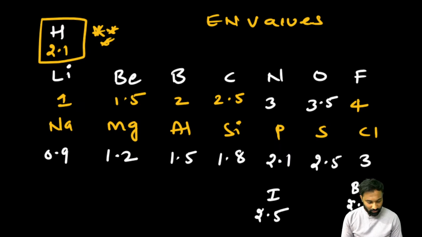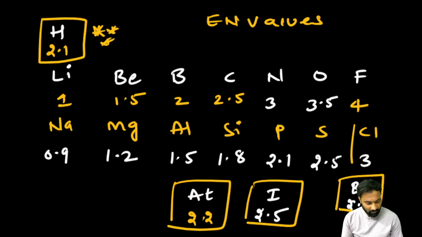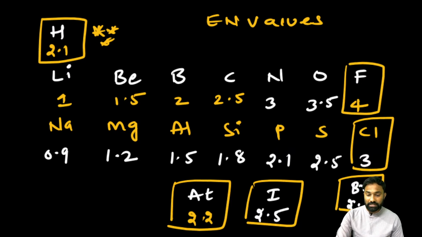Clear? Now astatine I will also write, it may be used for you. Its value will be 2.2. These are the electronegativity values you have to remember. If you remember these electronegativity values, you will not make any mistakes in the application part of chemistry.